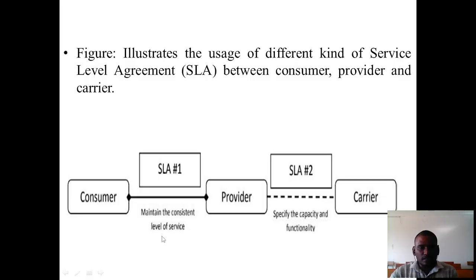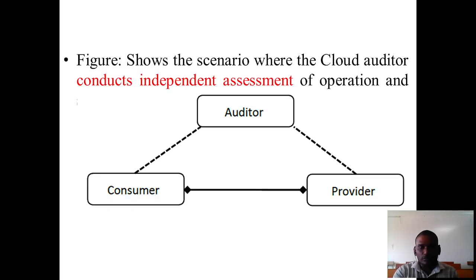That means between consumer and provider, it maintains consistent service between both users, the cloud consumer and the cloud provider. Another service agreement maintains the capacity and functionality of the cloud provider. The carrier is very important. Without a cloud carrier, we cannot communicate with the cloud provider; the cloud consumer cannot use the service from the cloud provider. Based on the network bandwidth and the size of the data packets, it will be analyzed. That's the service level agreement. So this is another service agreement concept.